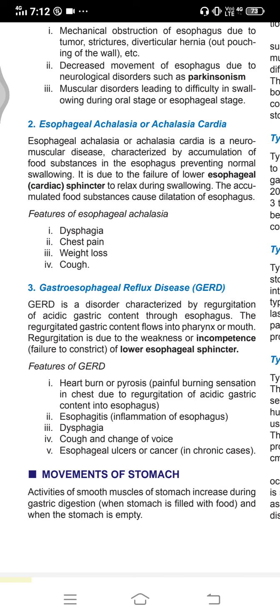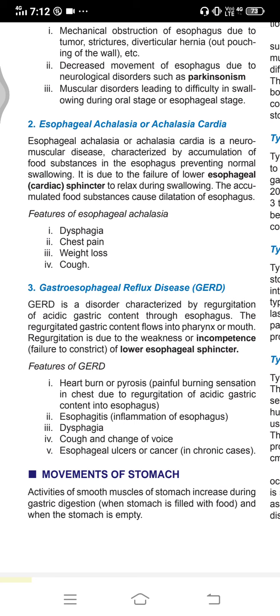Features are heartburn or pyrosis, that is painful burning sensation in the chest due to regurgitation of acidic gastric content into the esophagus. Esophagitis, the inflammation of esophagus. Wherever there is itis, it indicates inflammation. This is said in the textbook of general anatomy. Now, third one, dysphagia. Fourth, cough and change in voice. Esophageal ulcers or cancers, that is in chronic cases alone.